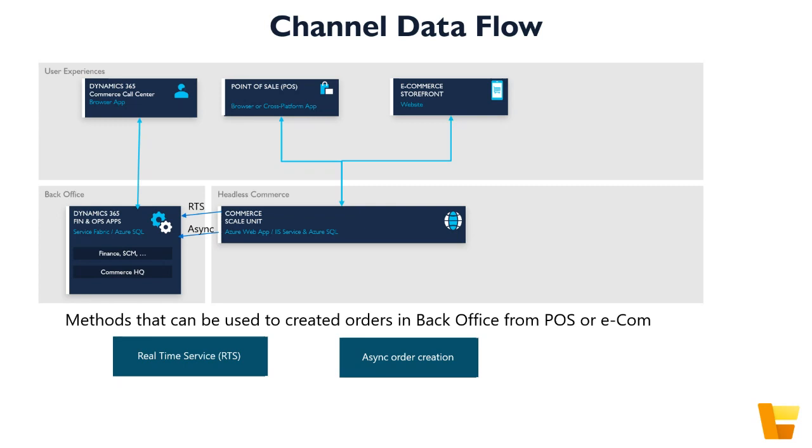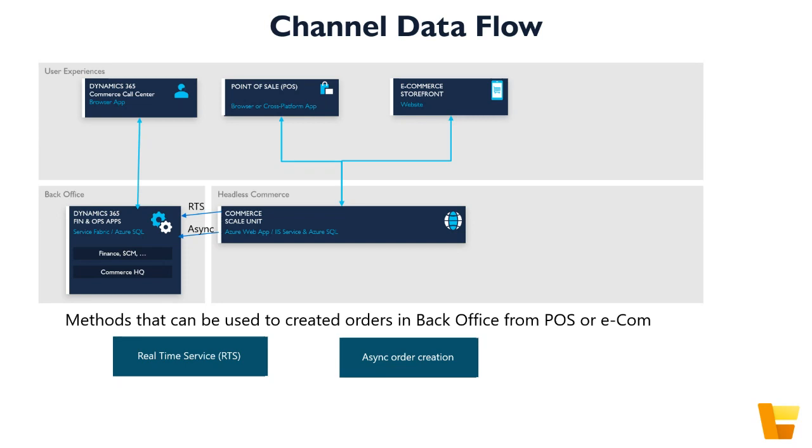The store and the e-commerce channels are connected initially to what we call the Commerce Scale Unit. That Commerce Scale Unit has its own business logic and its own database, and we refer to that as the channel database. A single organization may deploy multiple Commerce Scale Units depending on their size. And essentially using that Commerce Scale Unit provides a buffer to the back office and ensures that we can handle that heavy transaction volume without having performance issues.